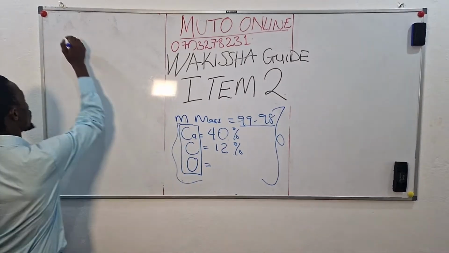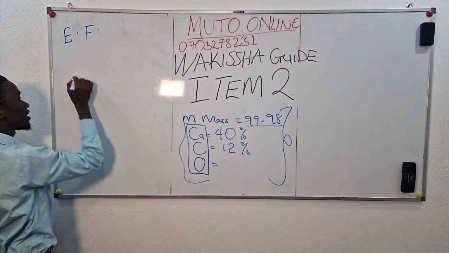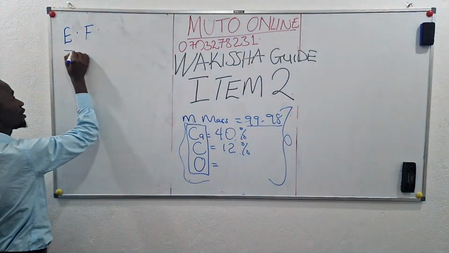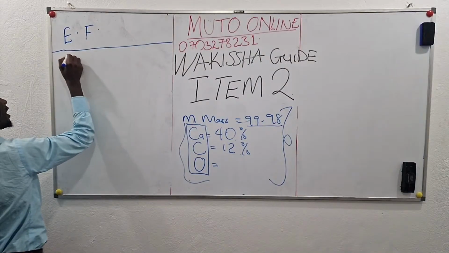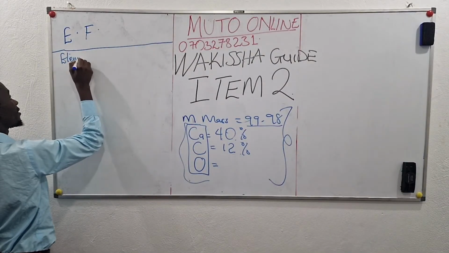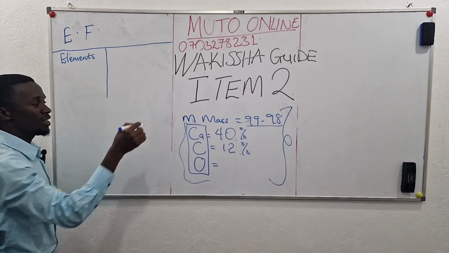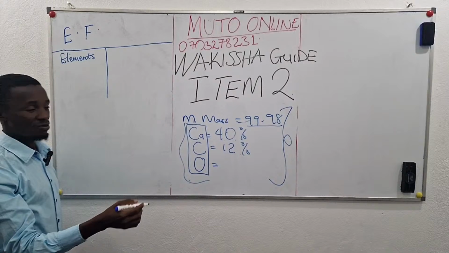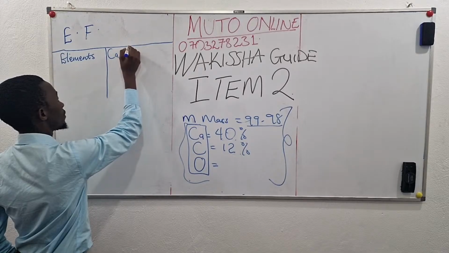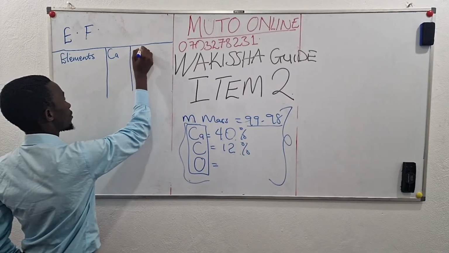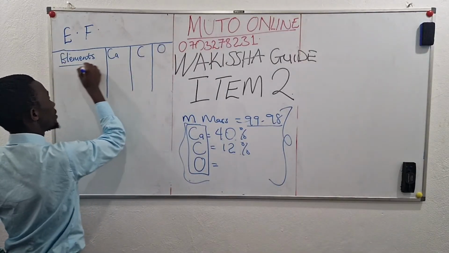To determine the empirical formula, we very well know the format. As I'm teaching my learners, I always make a table and state the elements first. So in the scenario, which elements are we given? We have 3 elements. We have calcium, we have carbon, we also have oxygen. They are the elements we have.